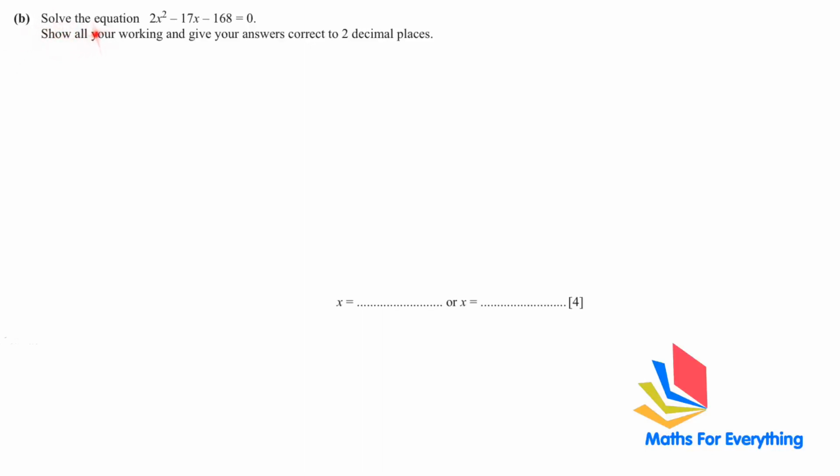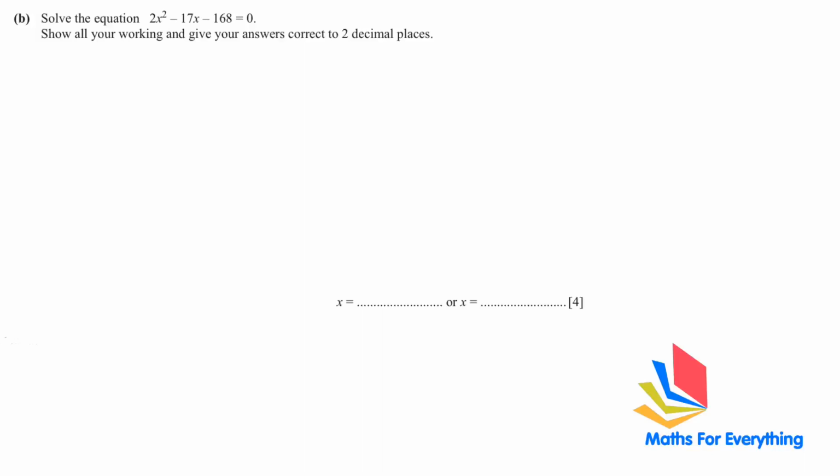Part B. Solve the equation 2x squared minus 17x minus 168 is equal to 0. We have to show all our working and give the answers correct to 2 decimal places. As you can see, this is a quadratic equation, and they have written round your answer to 2 decimal places. If ever they say 2 decimal places or 3 significant figures or whatever, it means that this equation cannot be factorized. So there are 2 ways of solving it. One is by completing the square method, and the other is by using the quadratic formula.